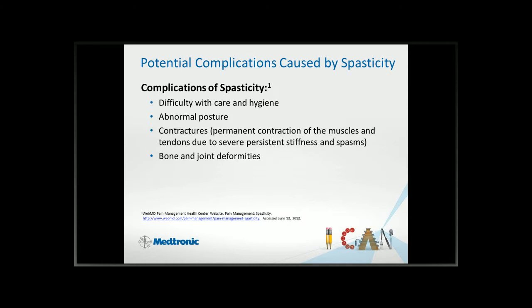As a result of spasticity, a number of complications can arise. Difficulty performing personal care such as dressing and hygiene can occur. Abnormal posturing, making sitting, standing, or walking difficult, or in extreme cases, positioning in bed is often seen. Additionally, contractures or permanent shortening and tightening of muscles and tendons may occur, or even bone and joint deformities can be found. Next slide, please.